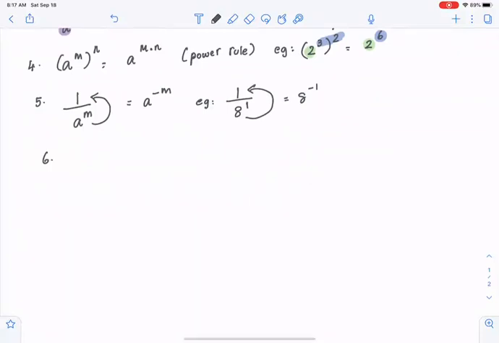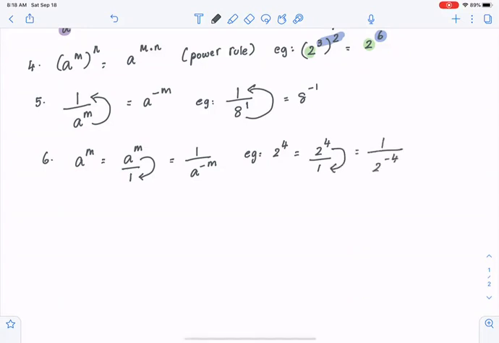In a similar manner, if I have a raised m and I want some negativity here, I could rewrite a raised m as a raised m divided by 1, and I can move that to the denominator, and it would become 1 over a raised negative m. For example, if I have 2 raised 4, I can write it as 2 raised 4 divided by 1. They are one and the same. And if I move that to the denominator, I would have 1 over 2 raised negative 4.